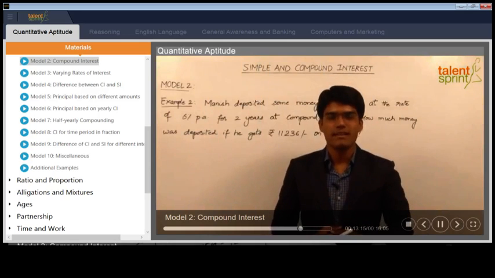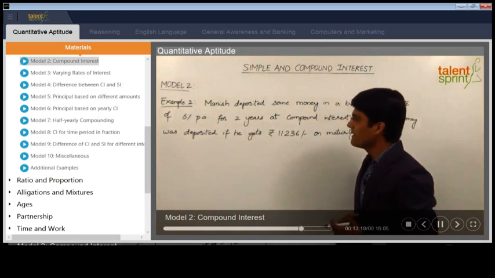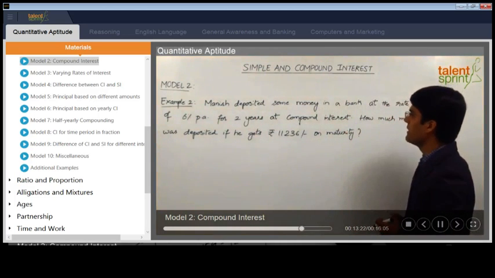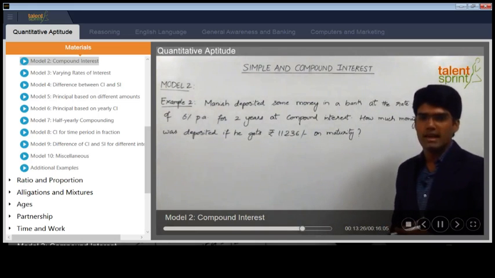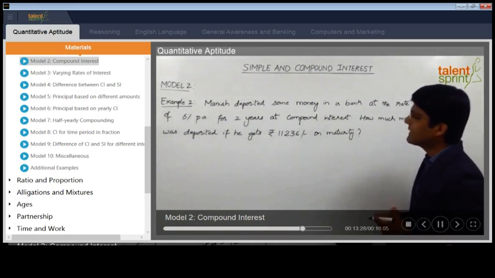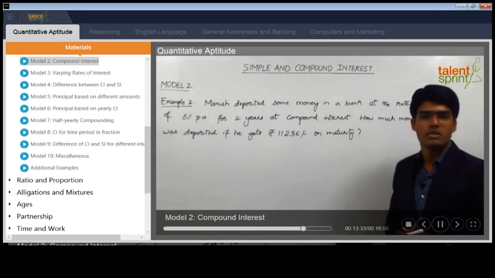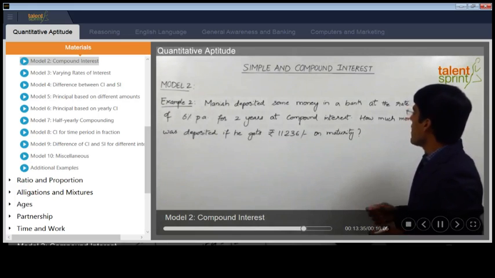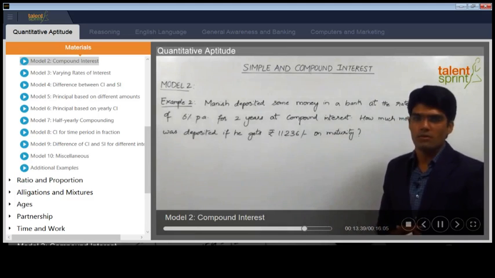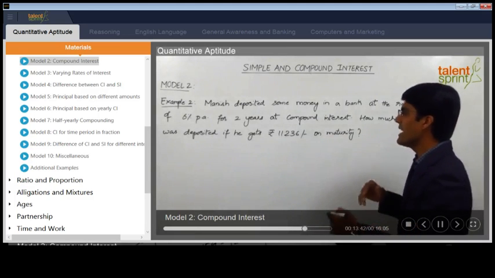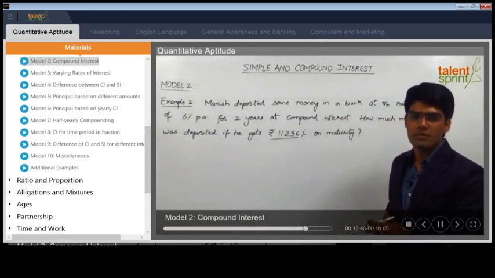Let us now take another example based on the concept of compound interest that we have just learned. The question here is, Manish deposited some money in a bank at the rate of 6% per annum for 2 years at compound interest. How much money was deposited if he gets rupees 11,236 on maturity? So very clearly, upon maturity, whatever amount we get is nothing but the total amount, right? So very clearly we can understand that 11,236 here is the total amount which Manish gets after 2 years.